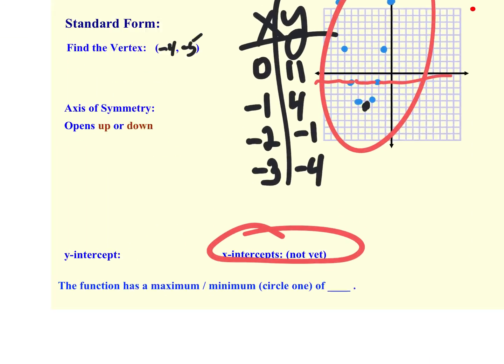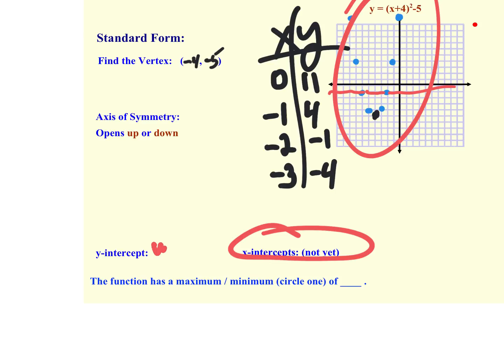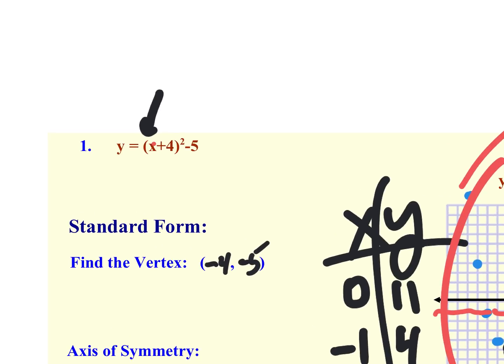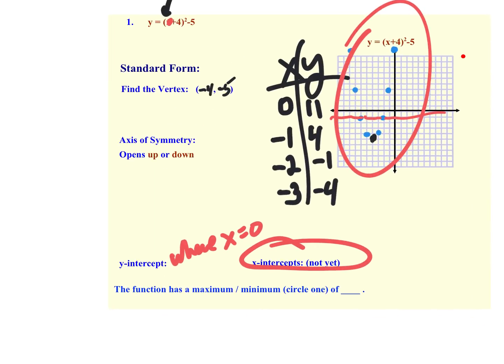Okay. The y-intercept, easy. It's where x equals 0. So you put in a 0 here. And you get 4 squared is 16, 16 minus, that was the 11 one. So 0, comma 11. Does it have a minimum or maximum? Now that I'm seeing the graph, it's easy. It has a minimum.